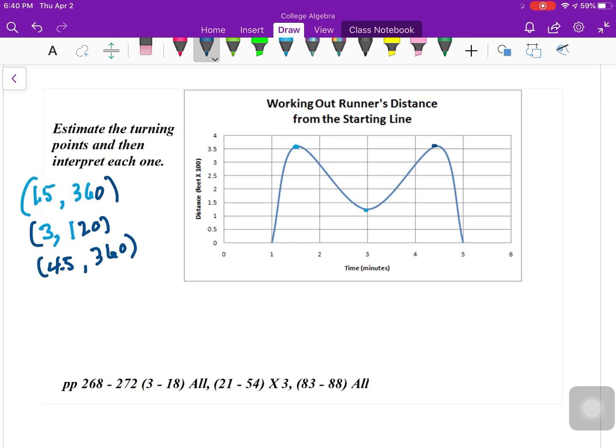Now interpret those. So it's like running crushers. After 1 second of the timer, I was at 0 feet. Then after 1.5 seconds, I ran out to 360 feet. After 3 seconds, I came back to the 120-foot marker. Then after 4.5 seconds, I ran back out to the 360 marker. And then after 5 seconds, I ran back to the starting line.